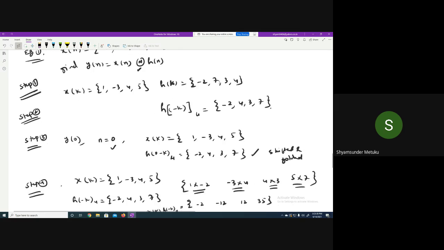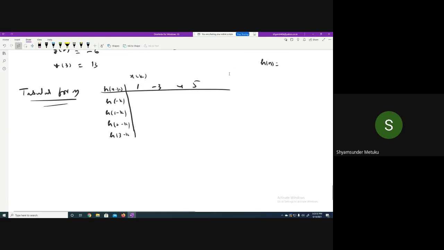H of n is given as minus 2, 7, 3, 4. If this is given, simply you are supposed to do it as minus 2, 4, 3, 7 first. Then 7, minus 2, 4, 3 will come here. 3, 7, minus 2, 4 will come here. Is it clear?